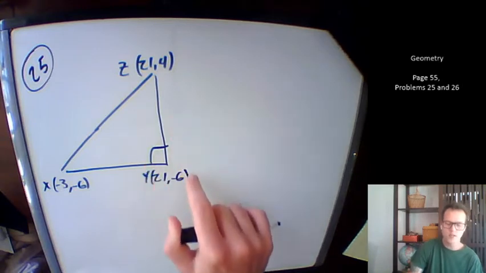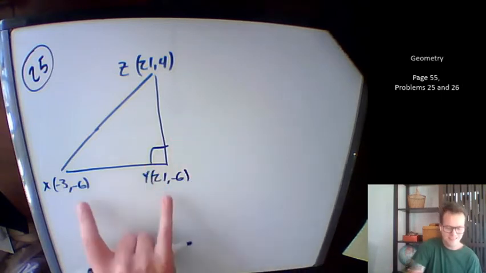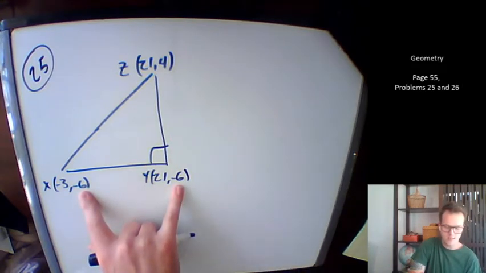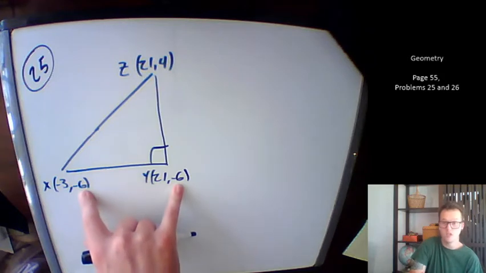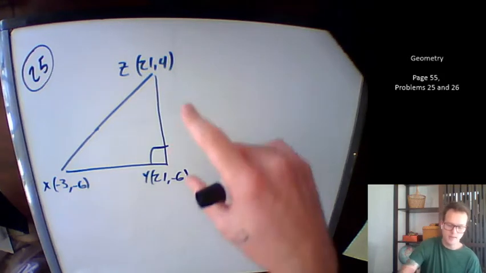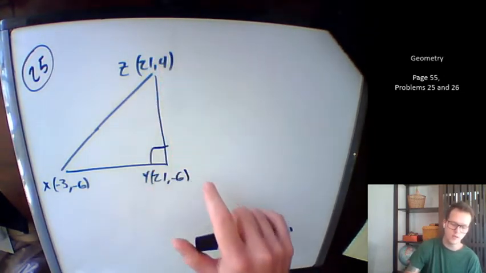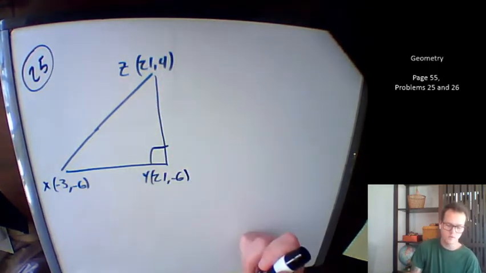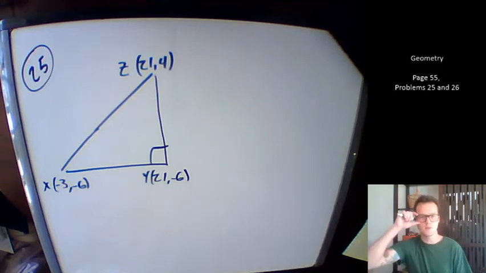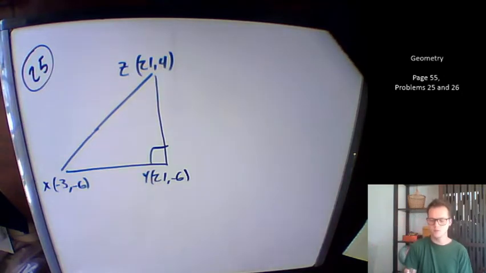The reason I know it's a right triangle and shaped something like this is because these two have the same y coordinate, so this is going to be a horizontal line, and then these two have the same x coordinate, so that's going to be a vertical line there. So we know that our triangle is going to look something like this. Of course, it's not exactly to scale, but it's close-ish.